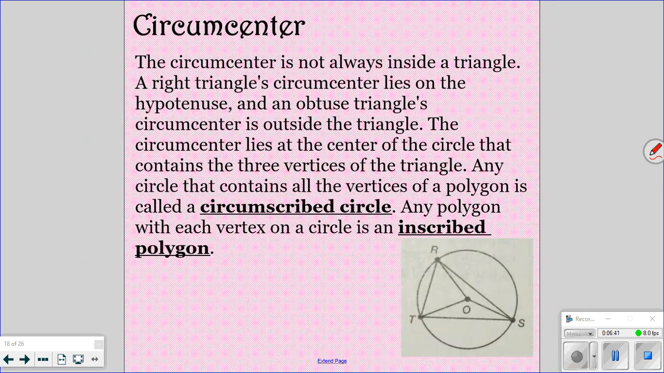So let's look at this little picture. This triangle here, the circumcenter, is O, because that's the center of the circle that has all three vertices on the circle. And if you notice, TO, RO, and SO are all three radii of that circle, and that's why they all three are the same distance.